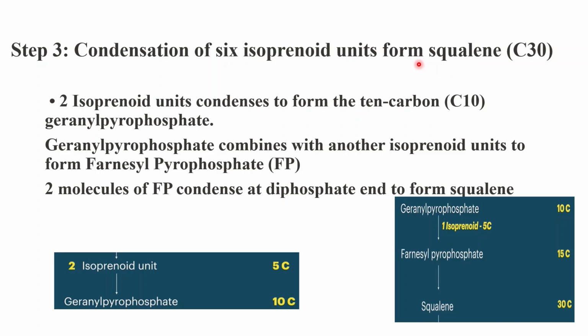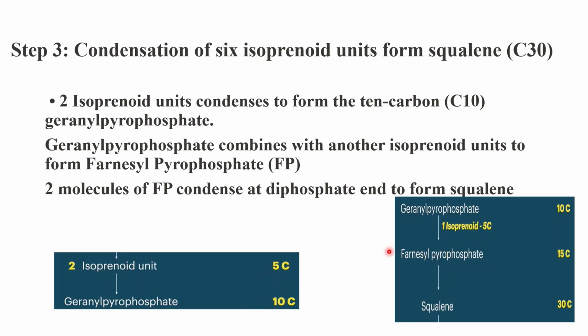So 2 isoprenoid units condense to form 10 carbon geranyl pyrophosphate. Then this geranyl pyrophosphate combines with another isoprenoid unit to form 15 carbon farnesyl pyrophosphate. Finally, two molecules of farnesyl pyrophosphate condense at the diphosphate end to form squalene, that is a 30 carbon moiety.